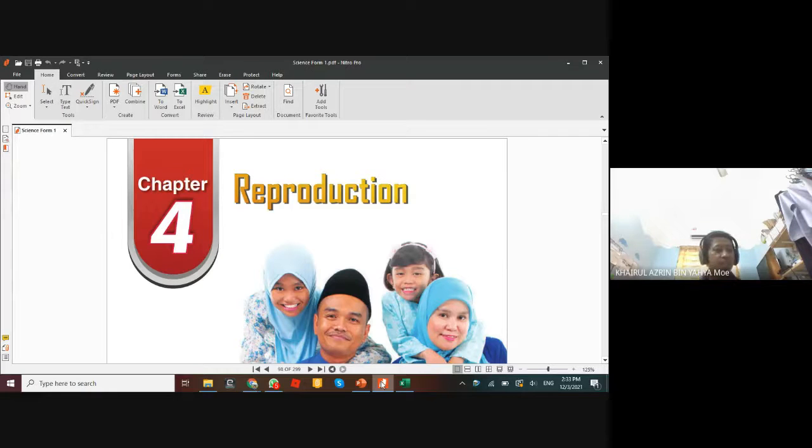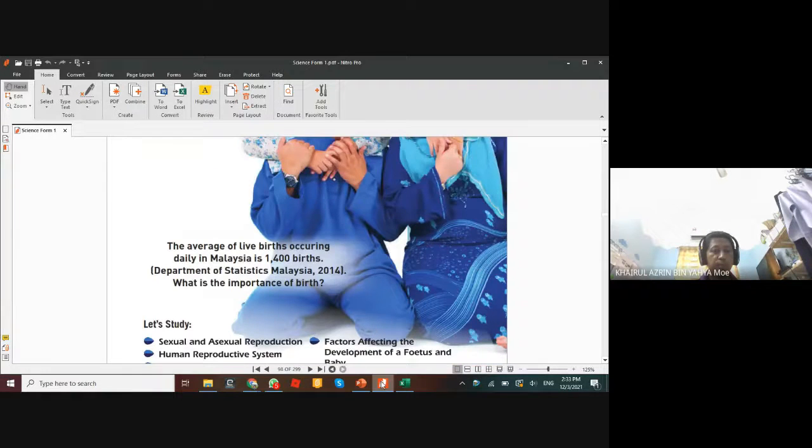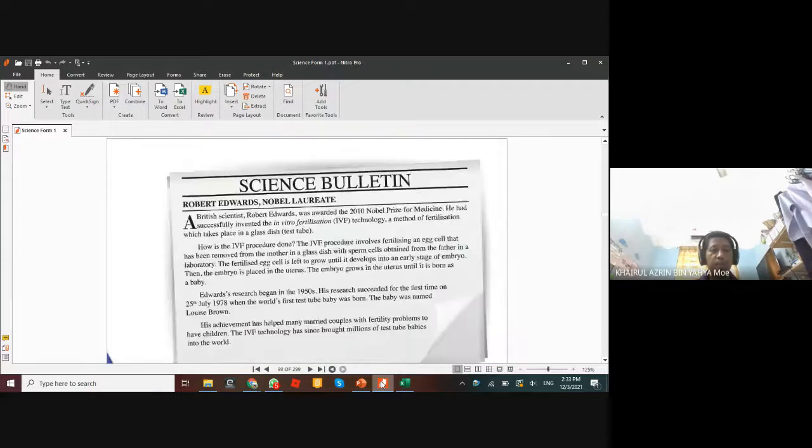Hi everyone. So today we continue with our lesson Science Form 1, Chapter 4, Reproduction. Today we focus on 4.1, which is about sexual and asexual reproduction. So this is the textbook. If you have the textbook, you can refer to your textbook.